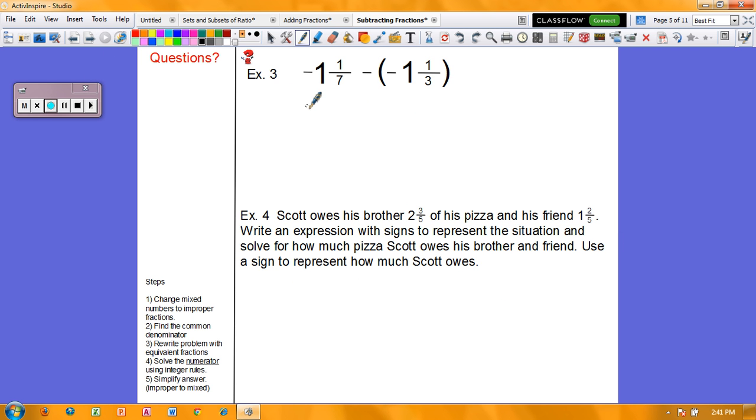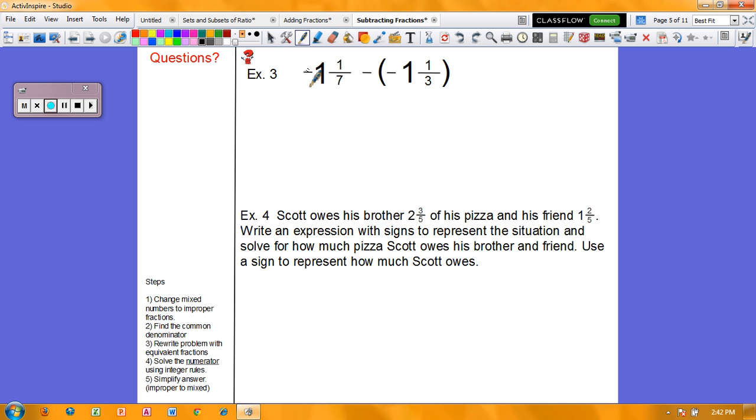Alright, example 3, we have negative 1 and 1/7 minus negative 1 and 1/3. We have mixed numbers, so we have to change to improper. Again, if this is something you're having trouble with, you definitely want to come in for tutoring Tuesday, Thursdays, 4 to 5.